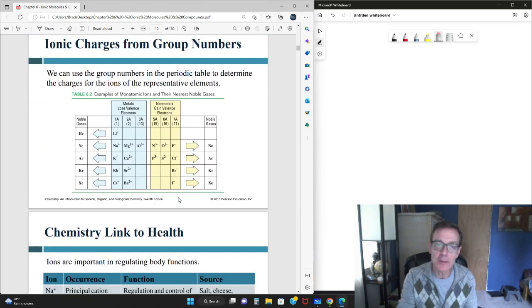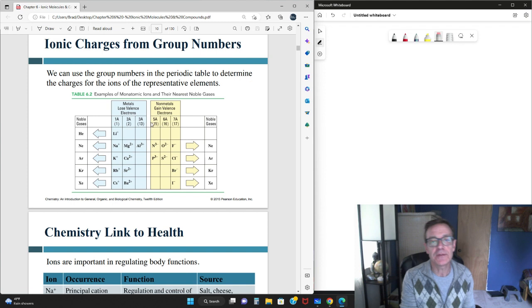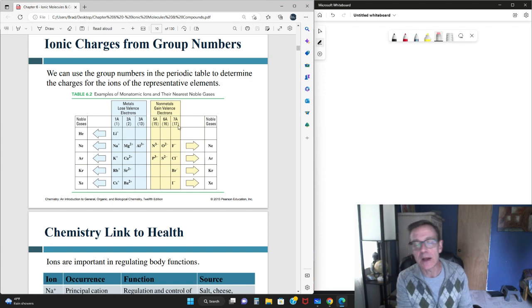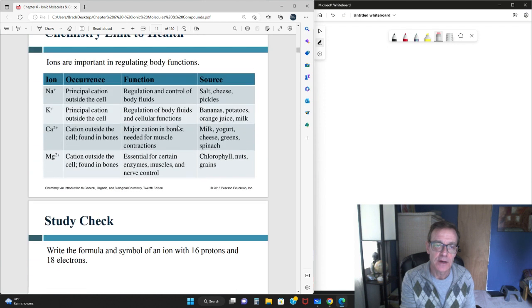And it's just a visual representation of that. I'm not going to go into that slide too much, but those are groups 1, 2, and 3A, and 5, 6, and 7A, giving up electrons on the left, taking on electrons on the right, becoming cations on the left, and becoming anions on the right in our ionic charge.